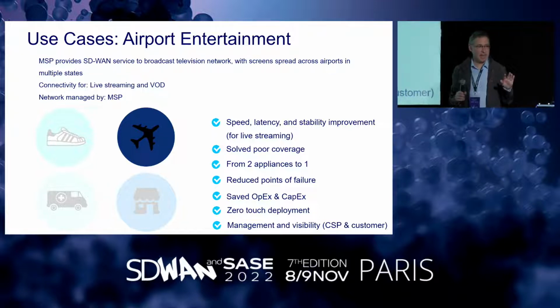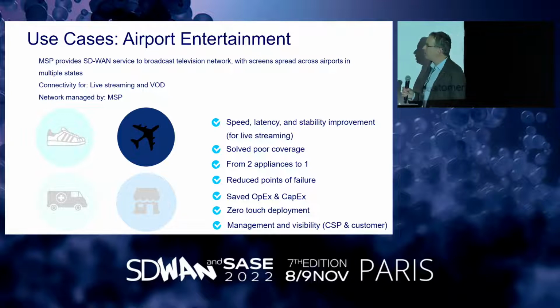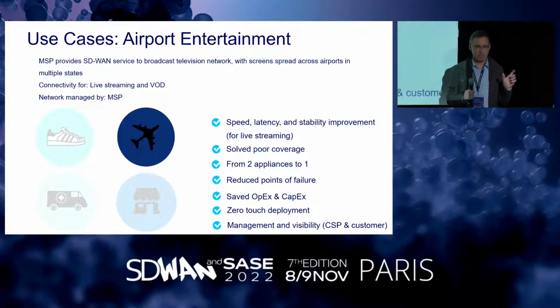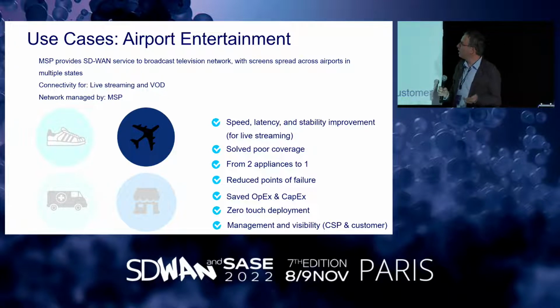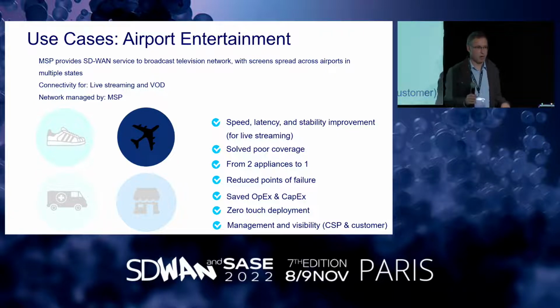This airport entertainer doesn't really care about the network, so it doesn't manage anything. The MSP is doing everything for it, unlike the apparel retailer. And the content is very, very specific: live video and live streaming. So here what we provided is improvement in speed, latency, and stability. There is poor coverage in airports. You're probably all aware of that.